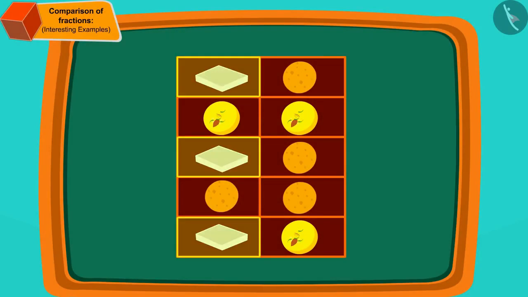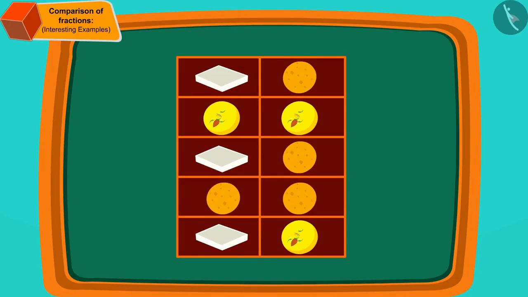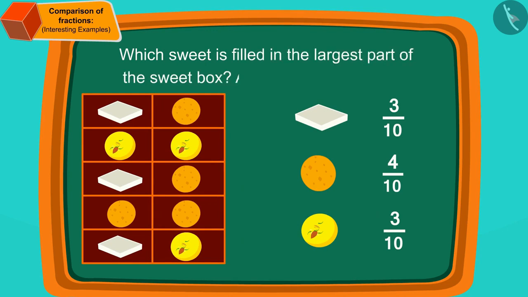Now Appu put Kaju Katli, Laddu and Peda in the sections in this way. We can write the different sweets filled in the box in the form of fractions in this way. Which sweet is filled in the largest part of the sweet box? And in how many parts? If you wish to, you can stop the video and find the answer.